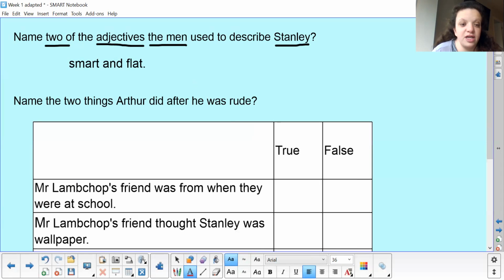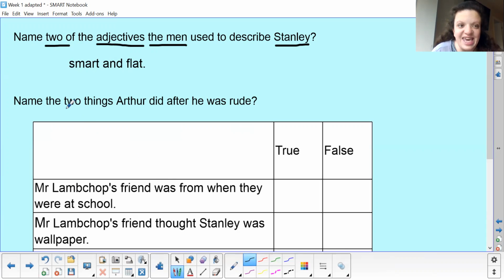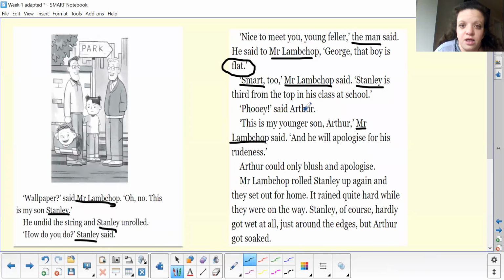Okay, well done. So we're looking at two things. Arthur, this question's all about Arthur, and what he did after he was rude. So we're looking for that word rude. What word does it say that means rude? So let's have a little look back. And there's Arthur. There's Arthur. And there's rudeness. So I'm going to underline rudeness because I think that rudeness is very similar to rude. So that's a word that I'm going to key in there.